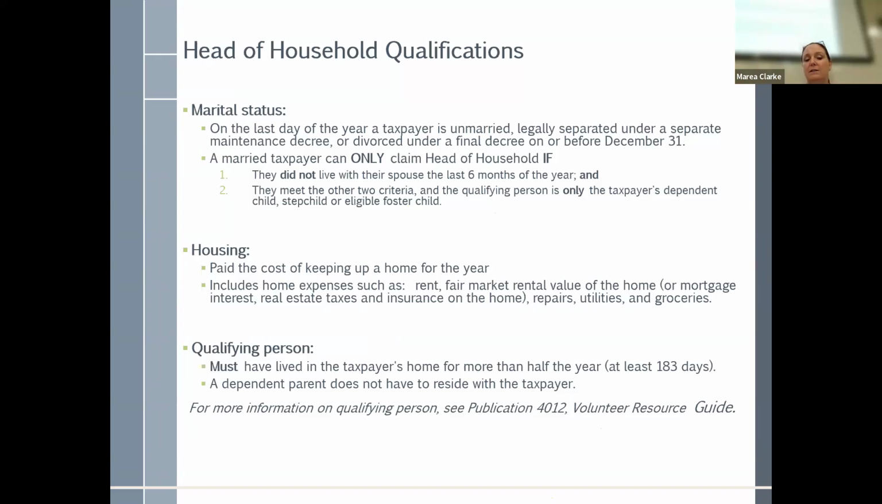You have to pay for the cost of keeping up your home. That includes things like rent, repairs, groceries, utilities, or mortgage payments, all that kind of stuff. And then the qualifying person must have been in your home for more than half of the year. The exception is a dependent parent. If you provide support for a parent, they don't have to live with you. But otherwise, generally, they have to have lived with you for more than half of the year.